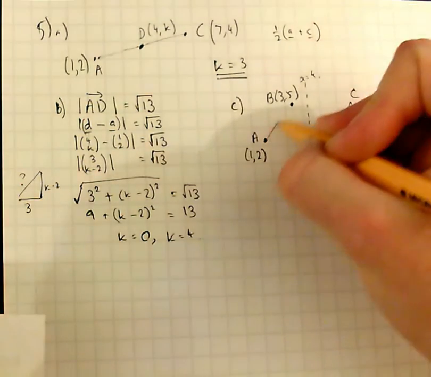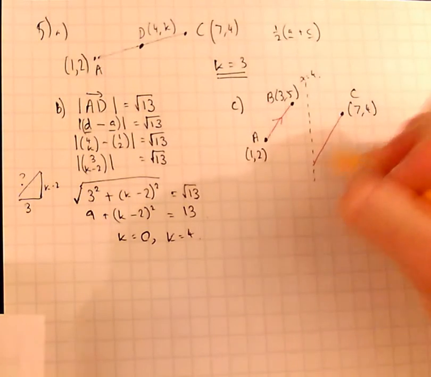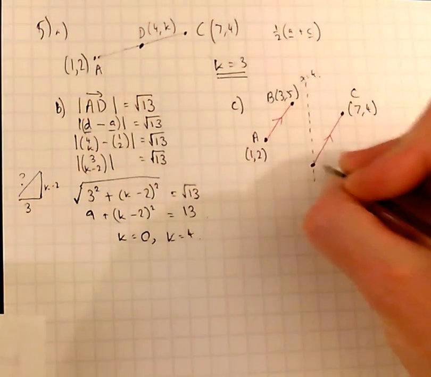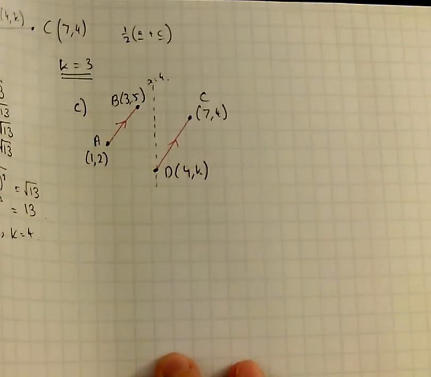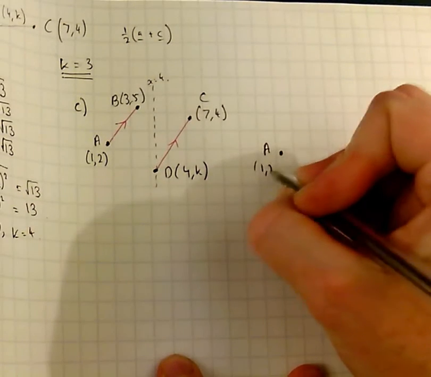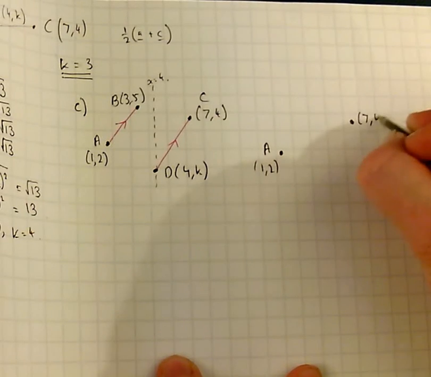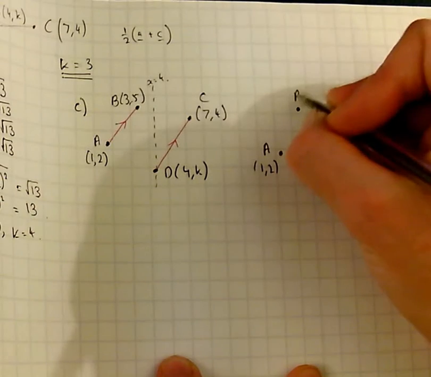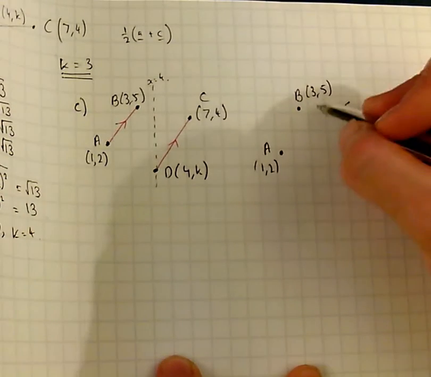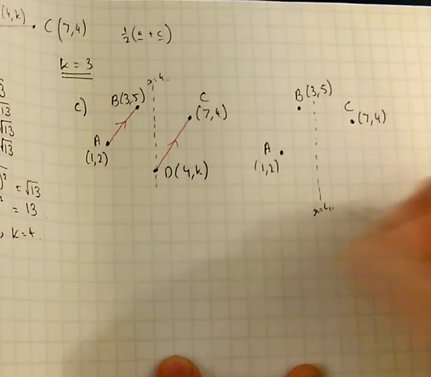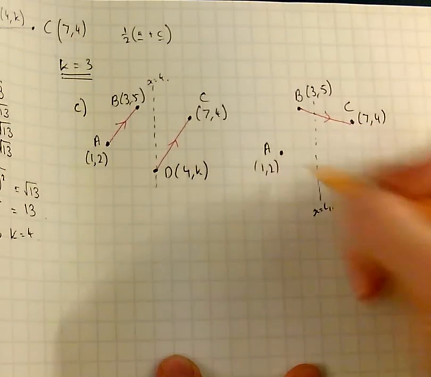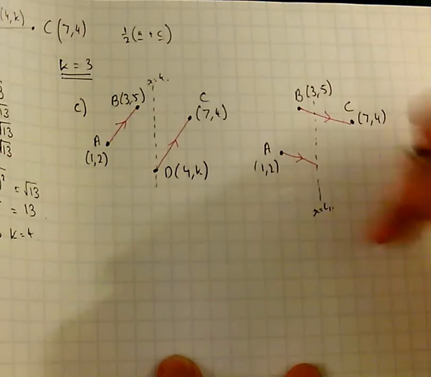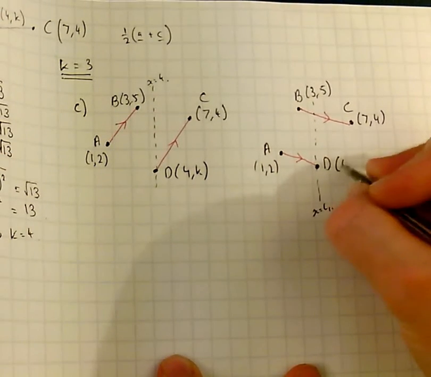So either we could have AB parallel to DC, so that then fixes my point D here, (4, k). Or I could have a slightly different situation. Let's move this across. Alright, let me sketch out my points again. So I've got A is (1, 2), C is (7, 4), and B is (3, 5), and D is somewhere on this line where x is 4. Instead of having AB parallel to CD, I could have BC parallel to AD, and that will put my point D here. So I'll put (4, k).